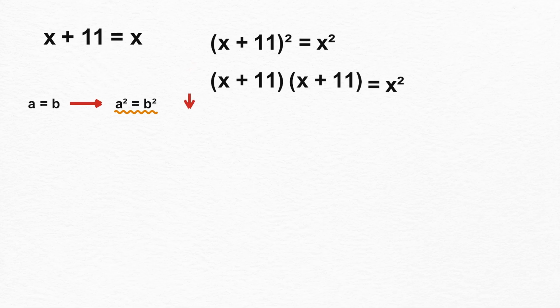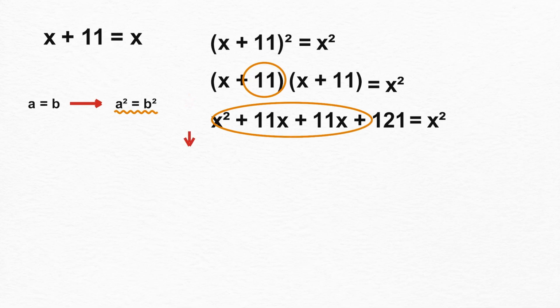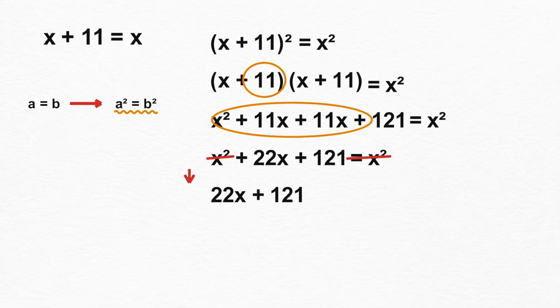x times x is x². Then 11 times x and the other 11 times x. And 11 times 11 is 121. All of that equals x². The two lots of 11x make 22x, so x² + 22x + 121 = x². And now look, x² on the left, x² on the right, they cancel. That leaves 22x + 121 = 0.